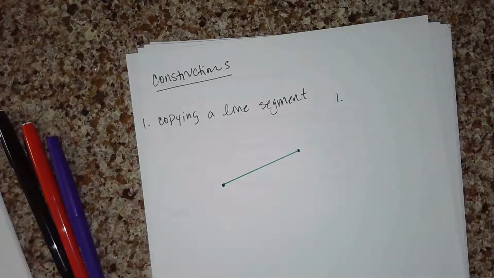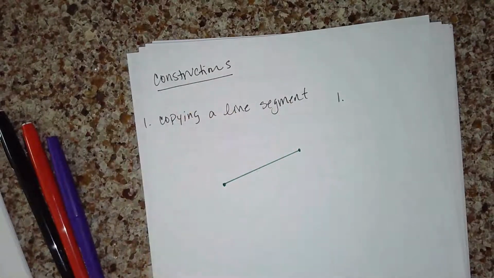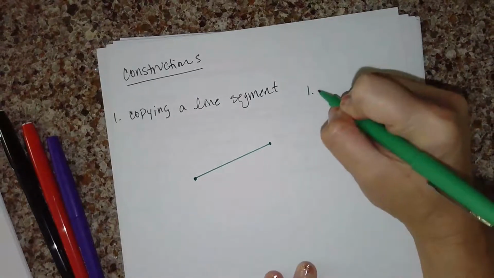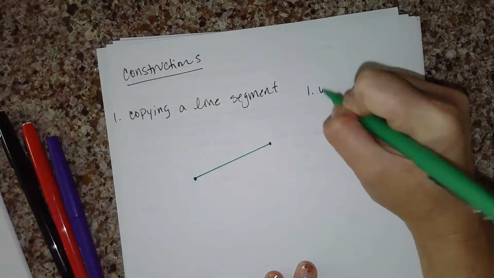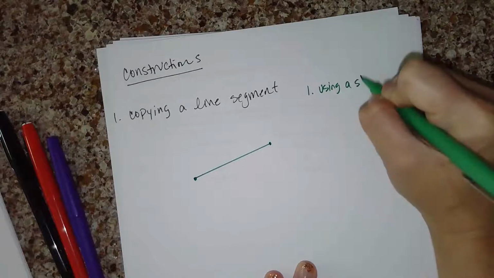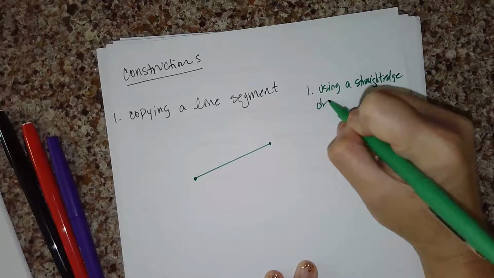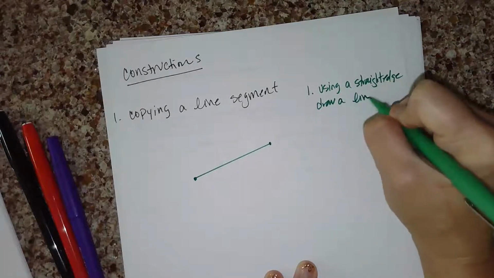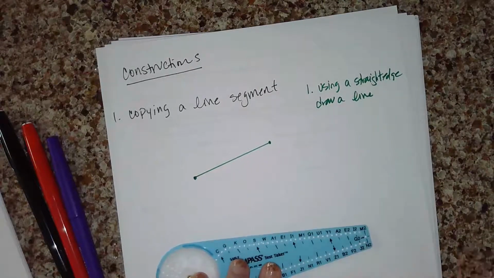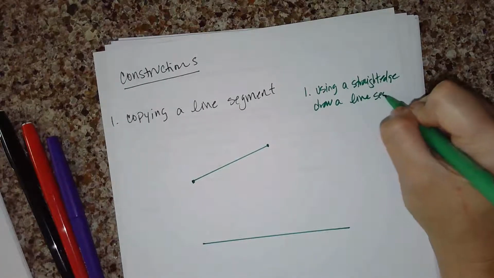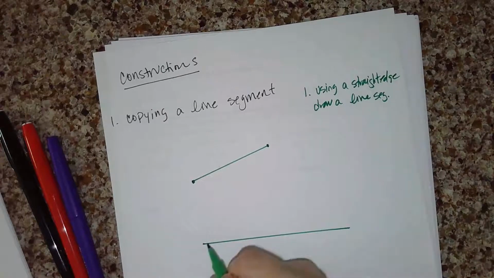All right, step number 1. Normally if I asked you to copy a line segment, I would give you a segment on a piece of paper. Okay, step 1, using a straight edge, draw a line. I'm just going to use the edge of my compass here, and I'm going to draw a line segment. And again, I'm going to put an endpoint at 1.